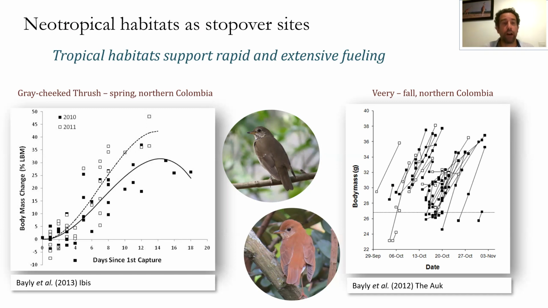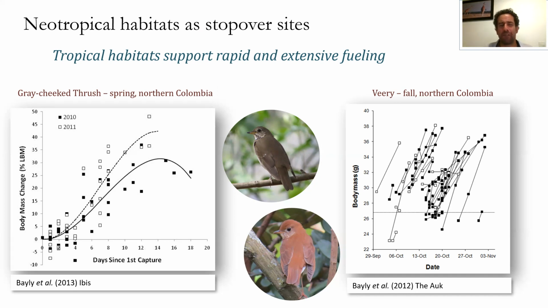Looking at these graphs, it's immediately obvious that these birds are increasing their body mass considerably. And during these stopovers, body mass is a surrogate for fuel reserves. So in the case of gray-cheeked thrush, we're seeing these birds increase their body mass by anywhere between 25 to 45% over a 10 to 14 day stopover. So a really significant increase in body mass and fuel reserves.